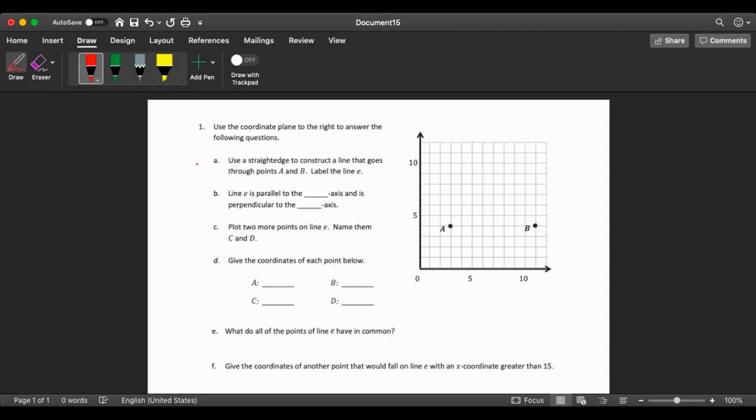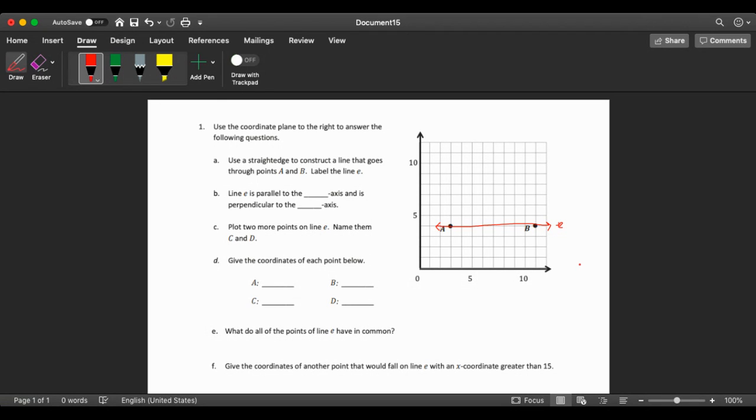Now, number 1A says use a straight edge, so this is where you need a ruler or something, to construct a line that goes through points A, B. Label the line E. Okay, so I see the point A right here and the point B right here. I need to construct a line that goes through them and label it E. So I don't have a straight edge here. Please use a straight edge on your own. I'm going to try my best. Not too bad. All right, because it's a line, there should be arrows on the side. And I'm labeling this. Whew, that's supposed to be an E. There we go. Still kind of an ugly E, but you guys know what it's supposed to be.